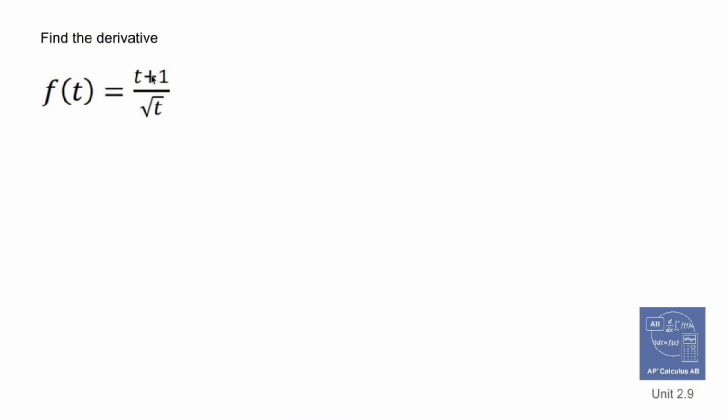Find the derivative of f of t equals t plus 1 over the square root of t. Boys and girls, this is the quotient rule. The quotient rule says if you take the numerator and call it u and the denominator and call it v, then the derivative of the numerator over the denominator is going to be the numerator prime times the denominator minus the denominator prime times the numerator all over the denominator squared.